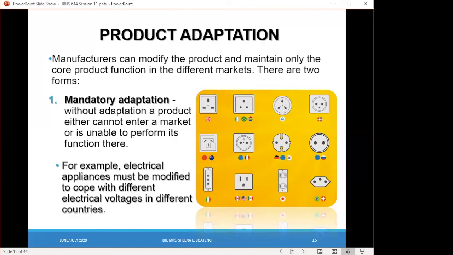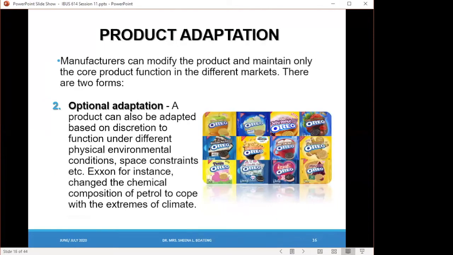in the foreign market. However, besides the mandatory adaptation, we have the optional adaptation where the product is adapted at the discretion of the marketer, right? So the marketer decides that, well, to be able to enhance the chances of my product succeeding in this foreign market, I am going to change this aspect of the product and change that aspect to make it stand out among the competition and be able to sell more.